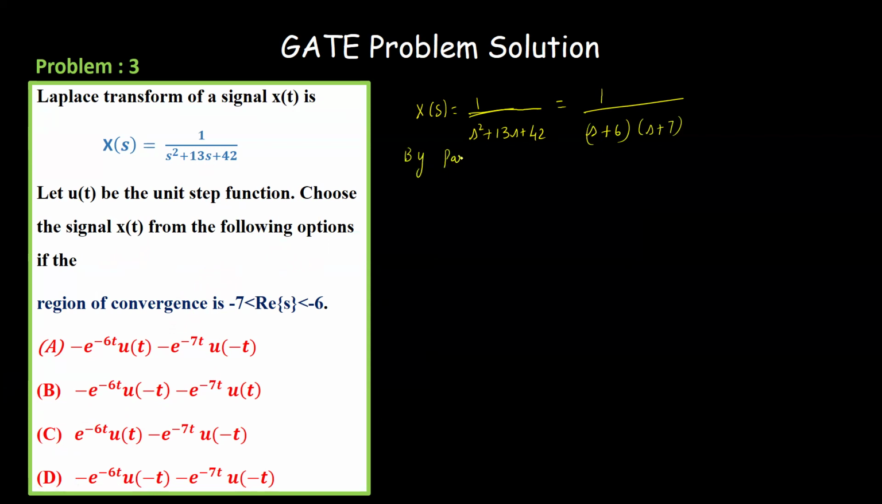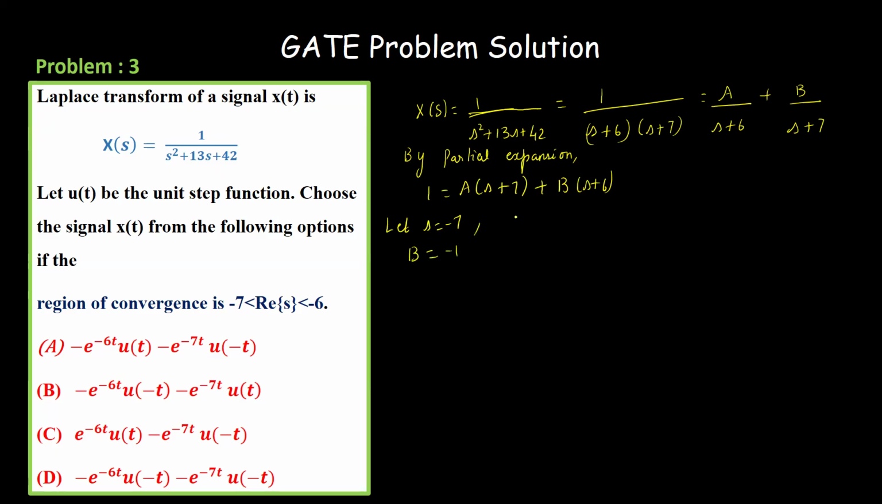Now, by the partial fraction method, we can simplify that as A by (s plus 6) plus B by (s plus 7), taking A and B as partial coefficients. Okay. So let me simplify. 1 equal to A into (s plus 7) plus B into (s plus 6). So when we put s equal to -7, this term will get cancelled, and B equal to -1. When we put s equal to -6, A equal to 1.